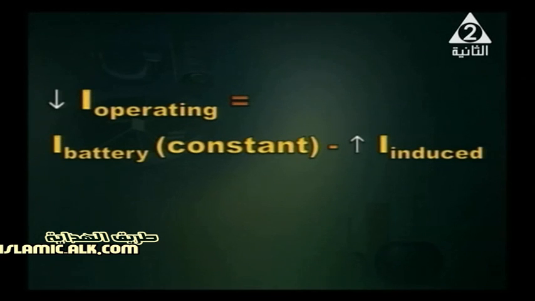Simply because I operating equals I battery, which is constant, minus I induced. So when the coil tends to speed up, I induced increases because the rate of cutting of flux lines increases. So I operating decreases. And what if the coil tends to slow down?